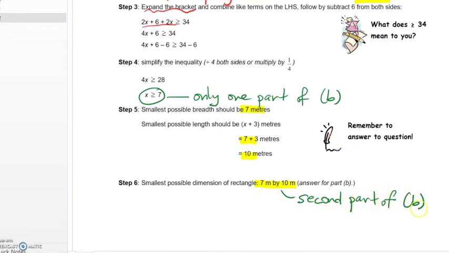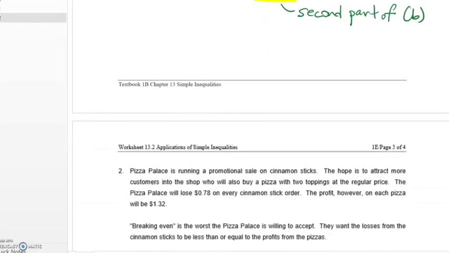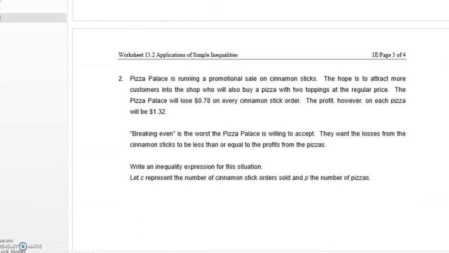Okay, so you need to answer your questions exactly according to what the question is asking for. Alright, so let's look at this question 2 here. Pizza Palace is running a promotional sale on cinnamon sticks. The hope is to attract more customers into the shop who will also buy a pizza with 2 toppings at the regular price. The Pizza Palace will lose 78 cents on every cinnamon stick order. Profit, however, on each pizza will be $1.32.